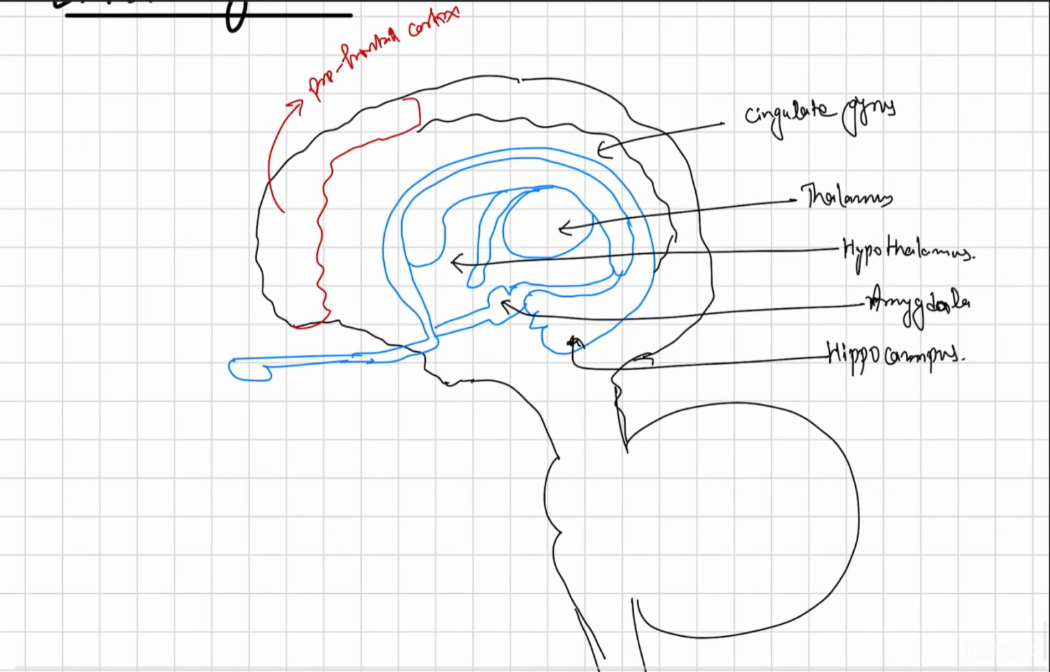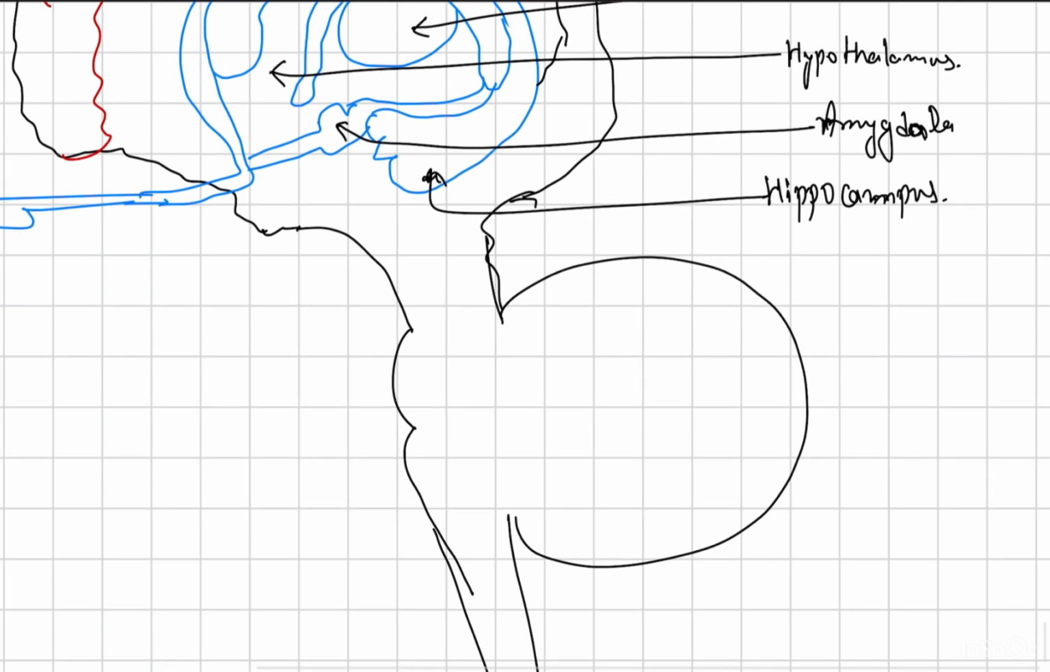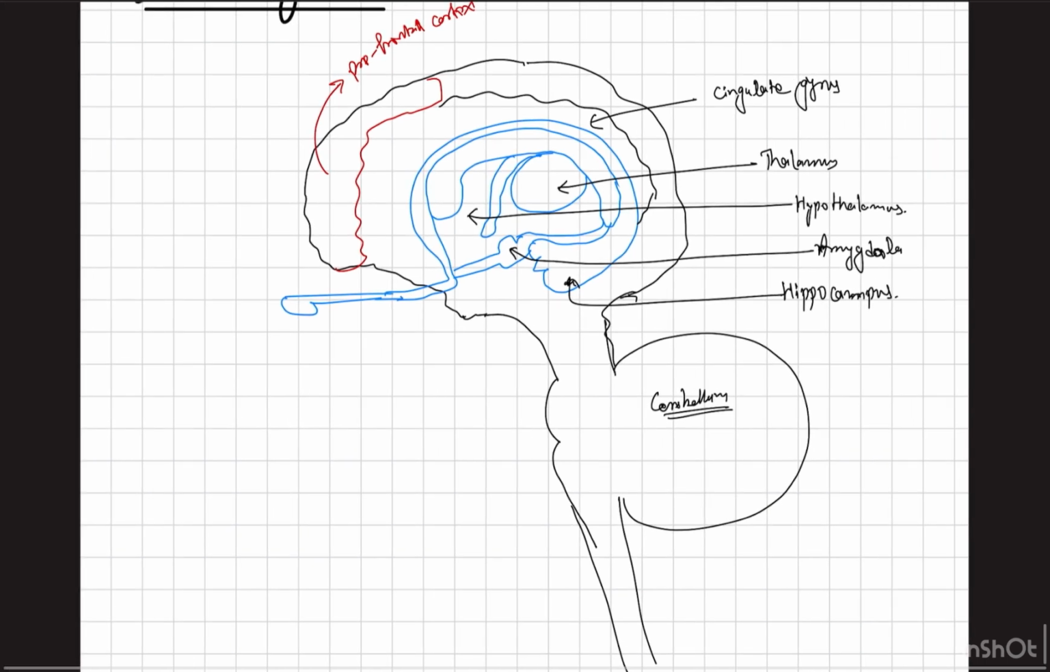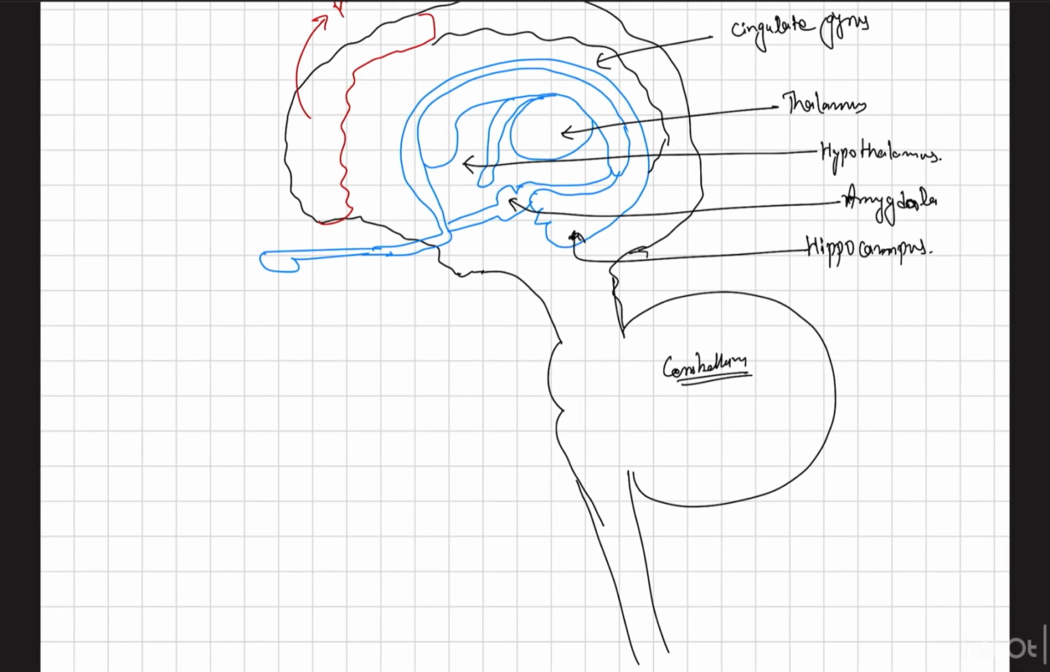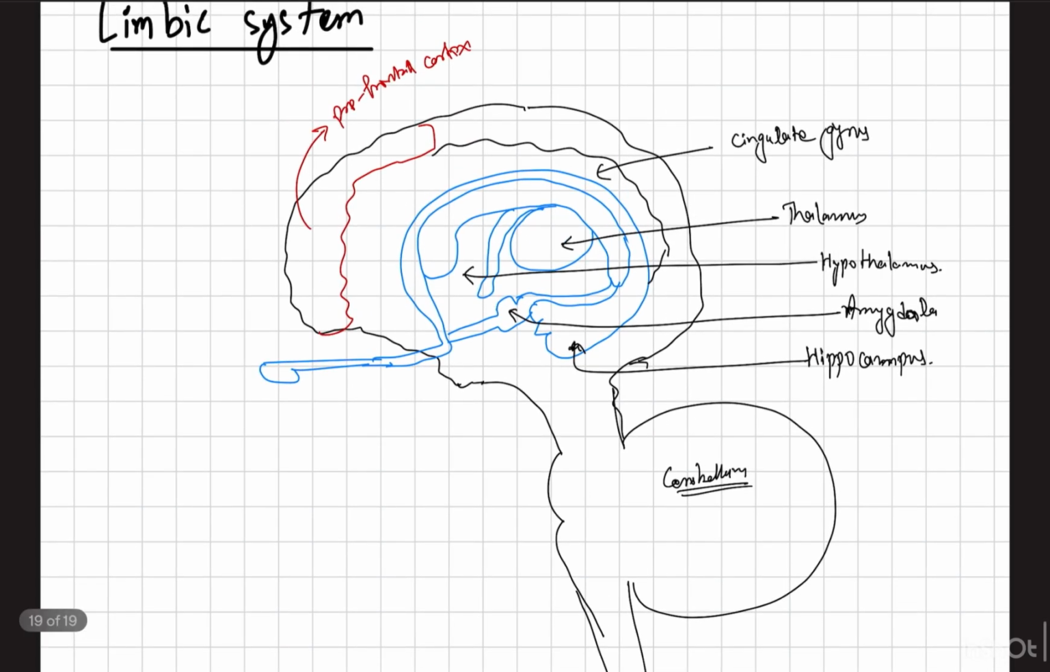What organs are considered in the limbic system? This is the cerebellum, we already discussed. So now, moving on, what is the limbic system? The limbic system is defined as the functional group of brain structures located in the middle aspect of the cerebral hemisphere.